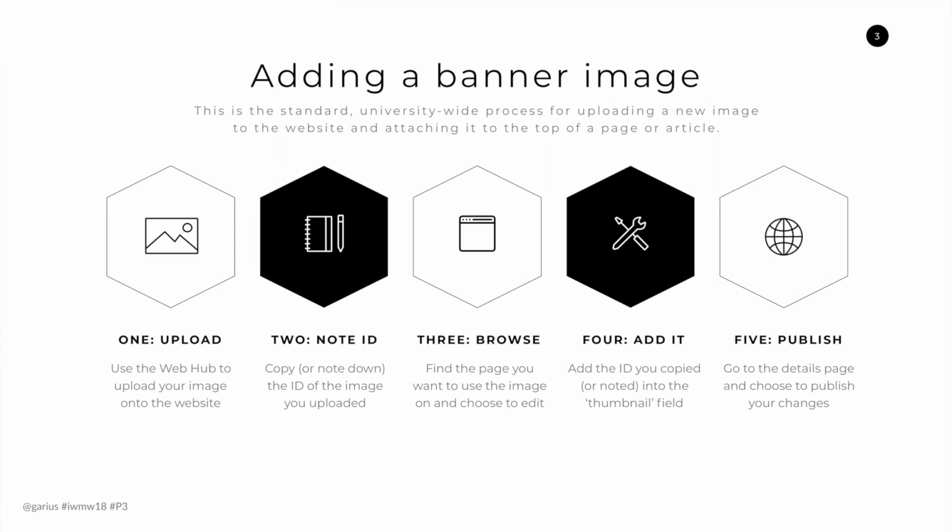They turn around and note down the ID. They then browse to the page they want to include it on. They put underscore edit on the end, because we use Squiz, and then they can edit that page. They add that ID to the thumbnail field, and then they publish it. That's the process. It's not the simplest, but it's not technically advanced. It's a relatively straightforward process. That's the documented process.